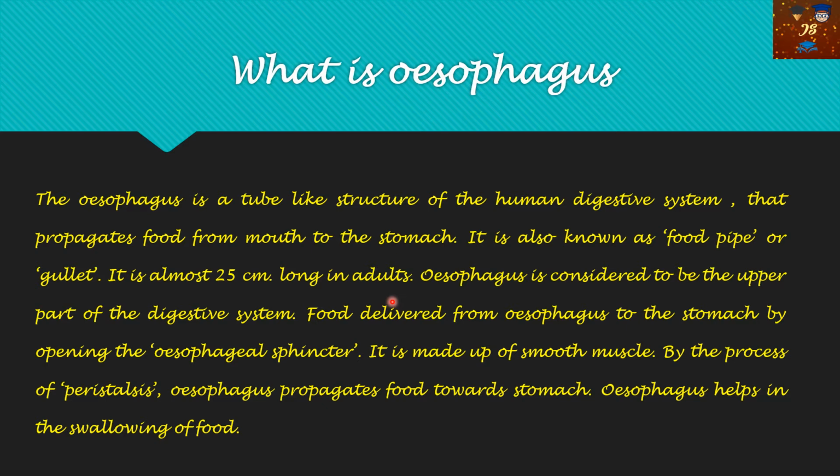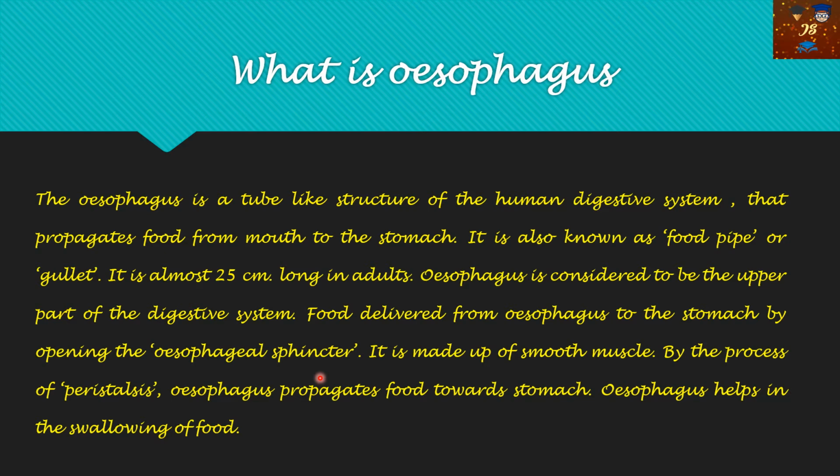The esophagus is considered to be the upper part of the digestive system. Very important, please remember it: if the question comes like this, which one is the upper part of the digestive system, the answer will be the esophagus. Food is delivered from the esophagus to the stomach by opening the esophageal sphincter. The esophageal sphincter we will see in the figure. It is a muscular substance which squeezes and opens to allow the food to enter the stomach. It is made up of smooth muscle.